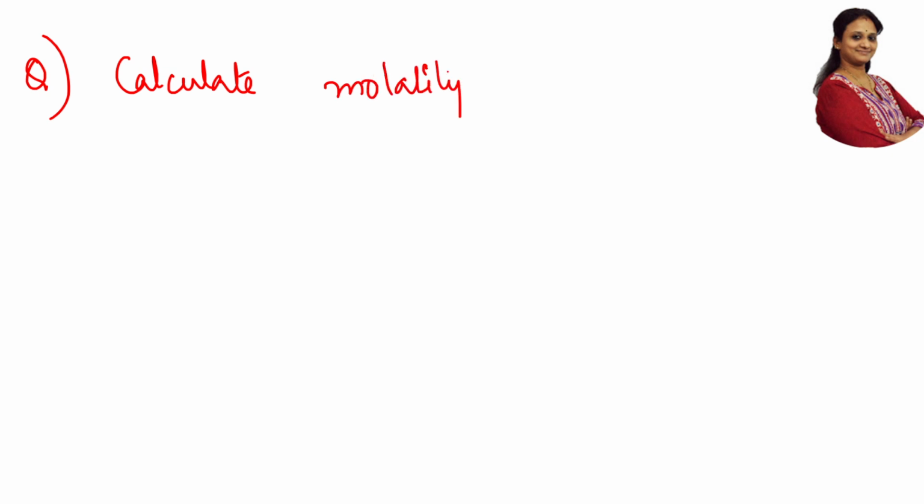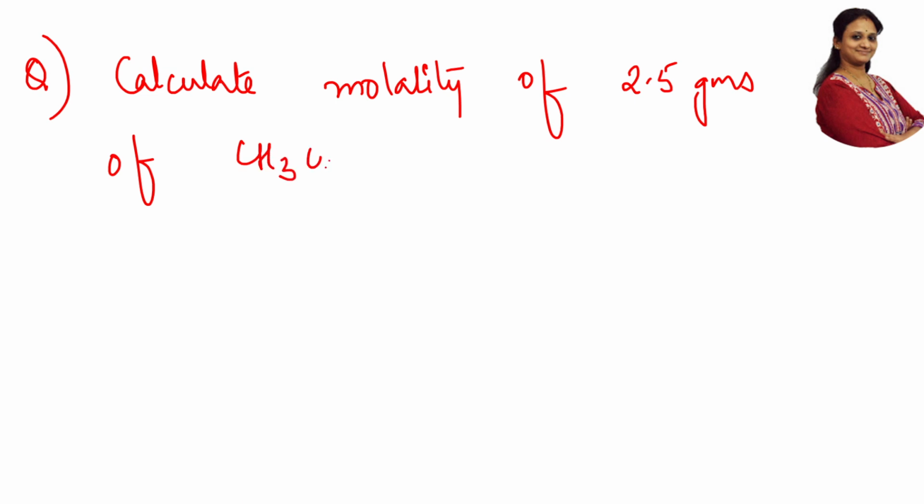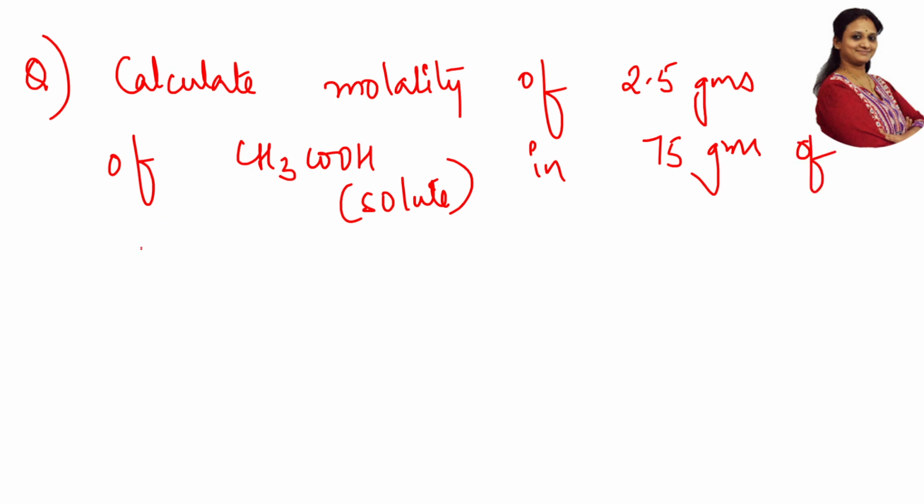So there is one question. Let me arrange my table. What are they asking? The question goes like this: calculate the molality of 2.5 grams of acetic acid in 75 grams of benzene. Acetic acid is the solute here, because it is present in smaller quantity. Benzene is the solvent here, because it is present in major quantity.